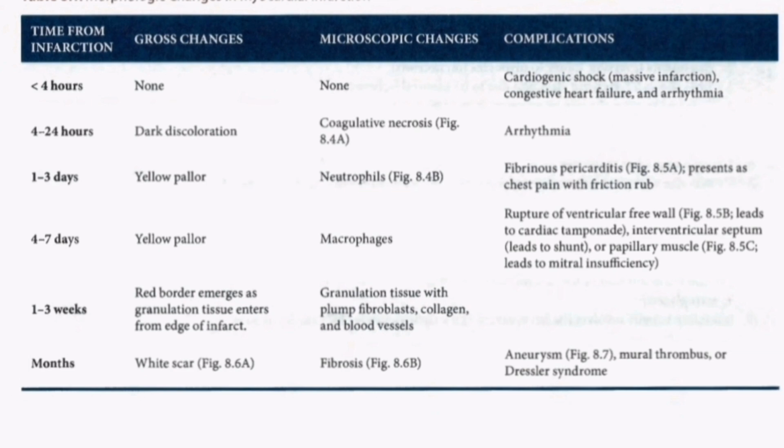If it is from 4 to 7 days, meaning 1 week, there will be yellow pallor as the gross change, and macrophages, meaning signs of inflammation, as the microscopic change. If it is from 1 to 3 weeks, a red border emerges as granulation tissue is formed from the edge of the infarct. So this is the gross change. And microscopically, there will be granulation tissue with plump fibroblasts, collagen, and blood vessels.